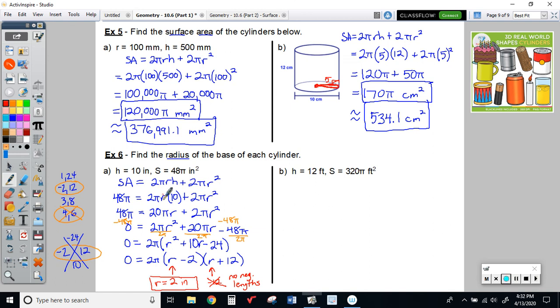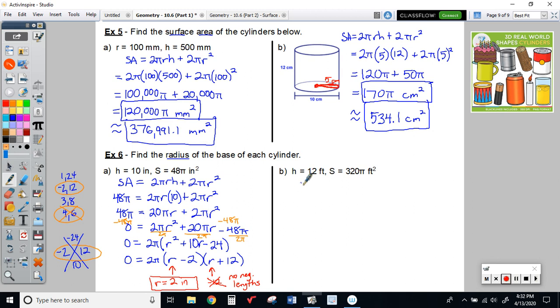2 times 2 would be 4, times 10 would be 40, so you'd have 40 pi, and then 2 times 2 squared would be 2 times 4, which would be 8 pi. So 40 pi plus 8 pi equals 48 pi. That checks out, that makes sense.